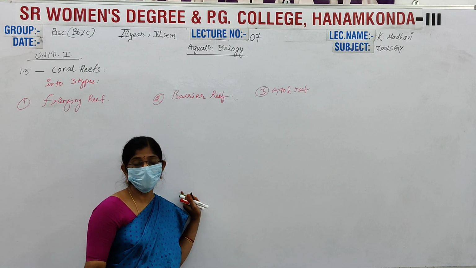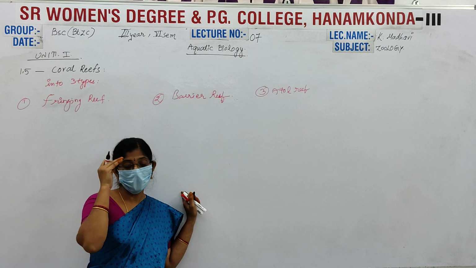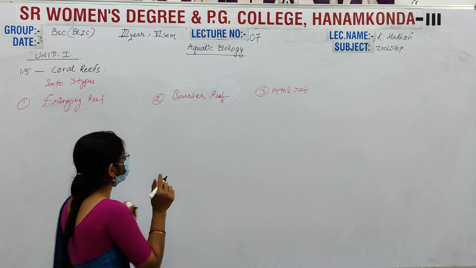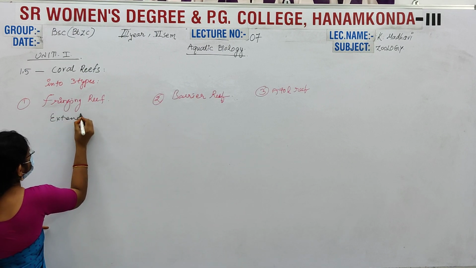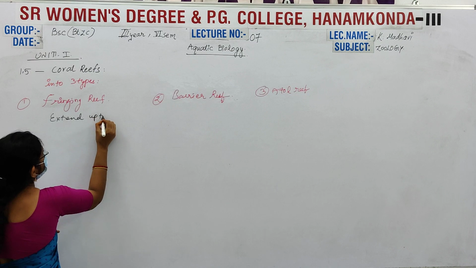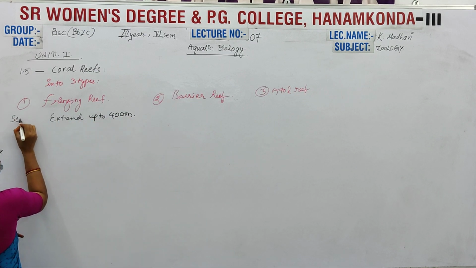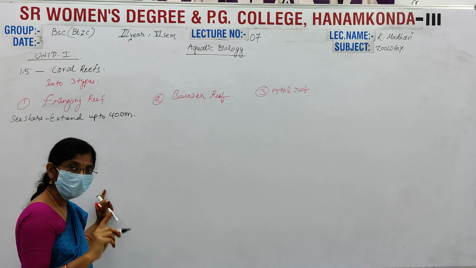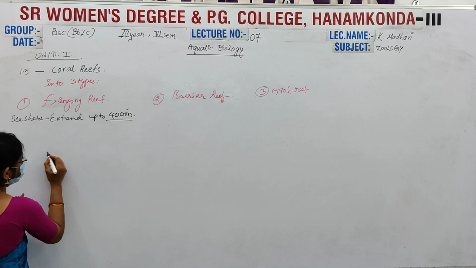Fringing reef can extend from the shore up to 400 meters into the sea. Up to 400 meters, seashore to 400 meters. Extended seashore to 400 meters. Right? How do we draw the diagram?